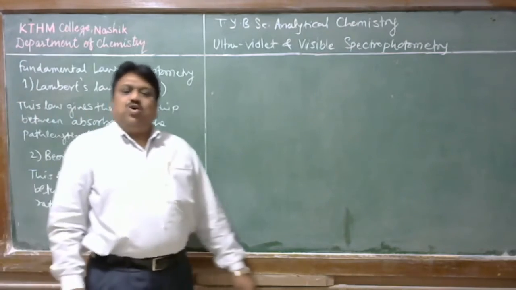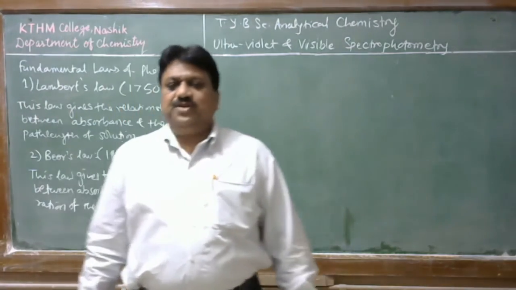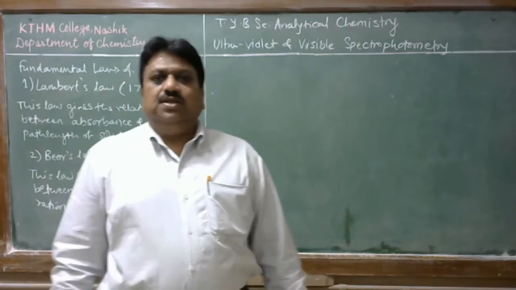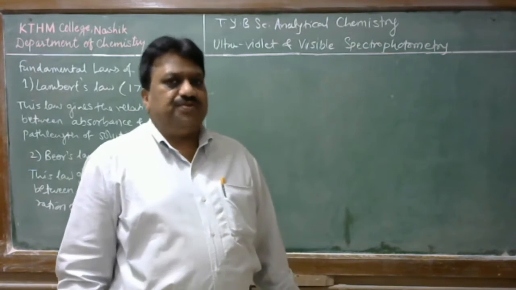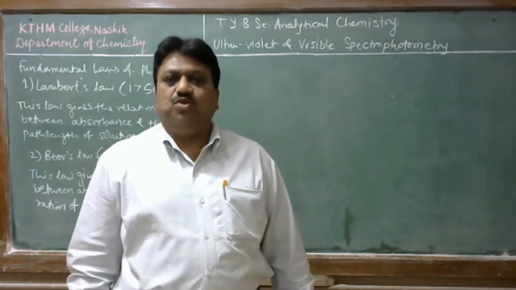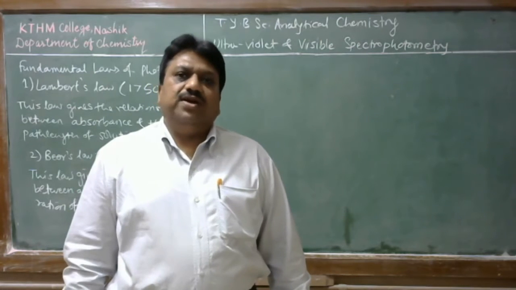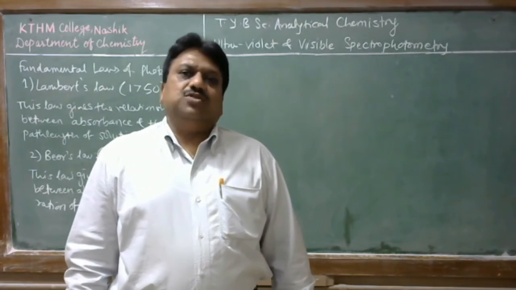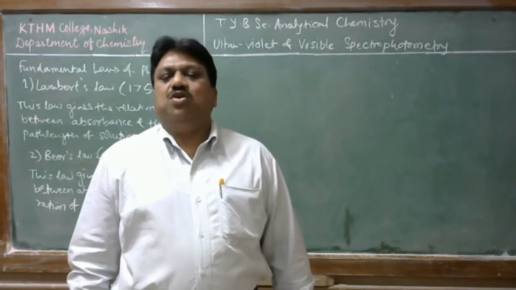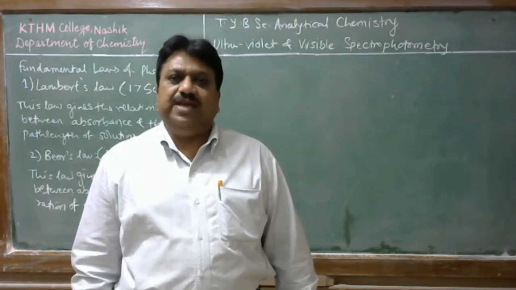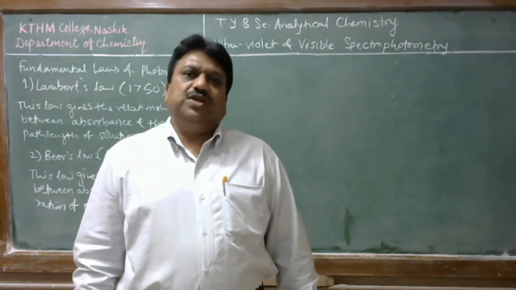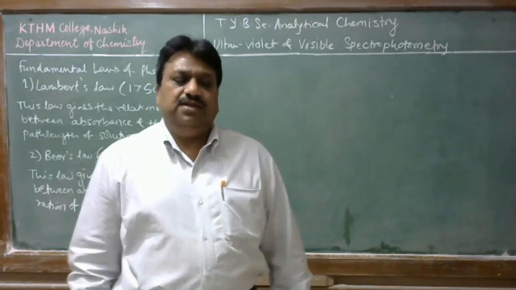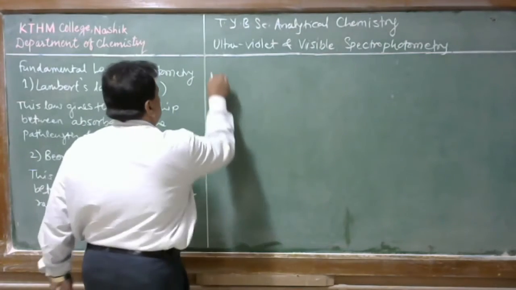There are two important laws of photometry. The first law is called Lambert's law. This law gives the relationship between absorbance and path length of the absorbing medium. And the second law is called Beer's law. This law gives the relationship between absorbance and the concentration of the absorbing medium. Students, we discuss each law in detail. First of all, Lambert's law.